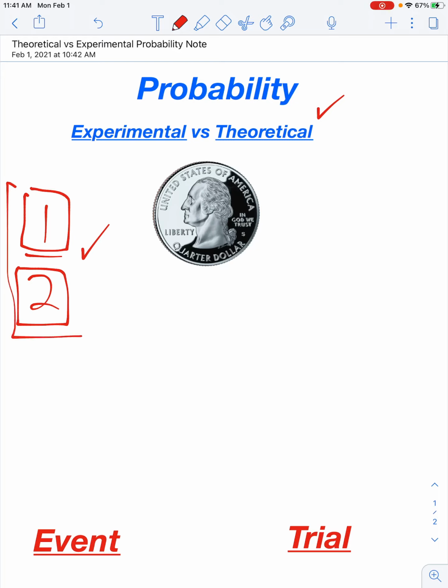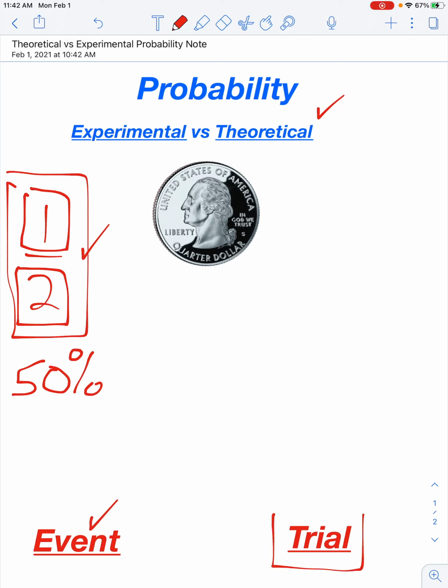Now, this is the theoretical probability. Remember, every single probability can be expressed as a decimal and also as a percent. So this percent right now we're looking at is 50%, or like we refer to as 50-50. Now, if we conducted an experiment, we gave you a quarter, and I ask you to flip it 10 times. Every time you flip the quarter is an event. When you record this, what you're actually doing is you're conducting a trial, just like a science experiment.